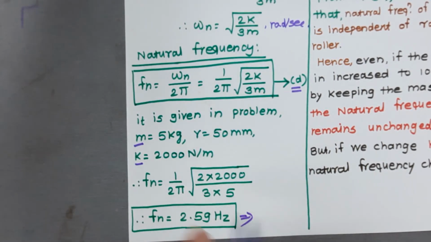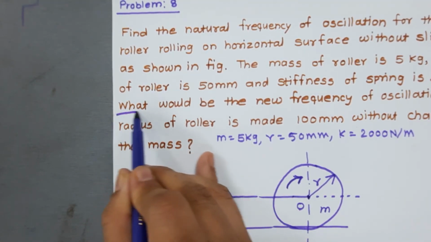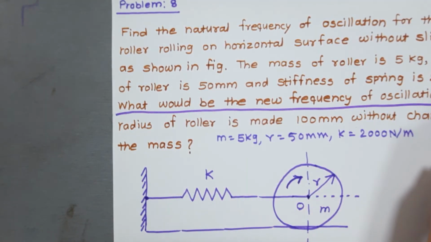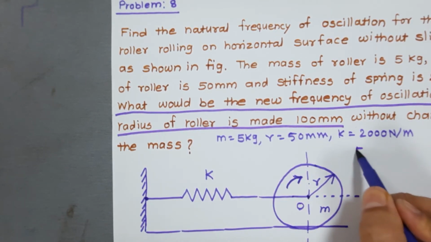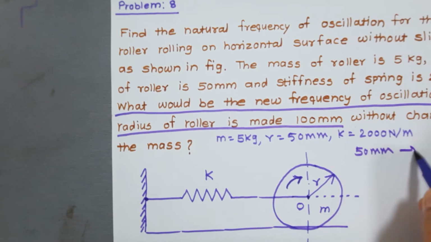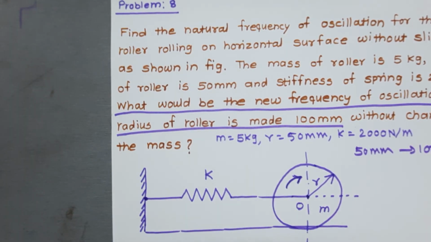This frequency is for the roller and spring system. Now it is also asked in the numerical, what would be the new frequency of oscillation if the radius of the roller is made 100 mm? What is the initial radius? The initial radius is 50 mm. Now we have to change it to 100 mm. After changing the radius, what will be the change in natural frequency?